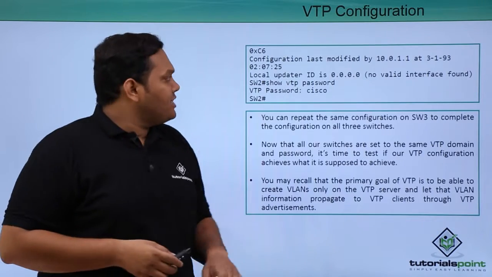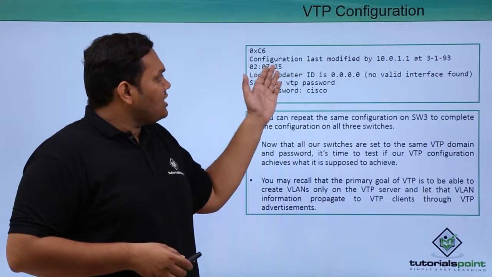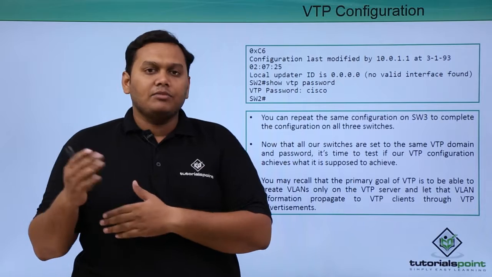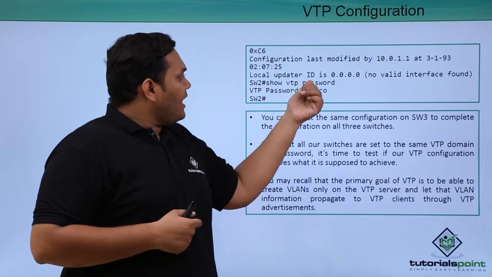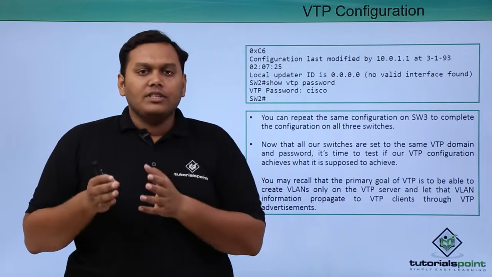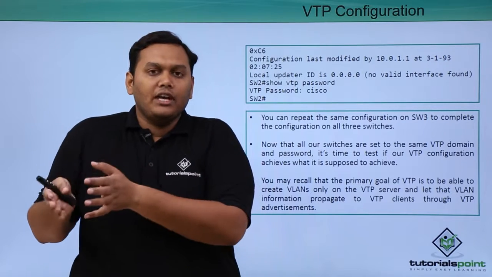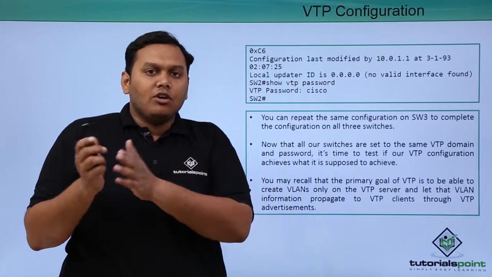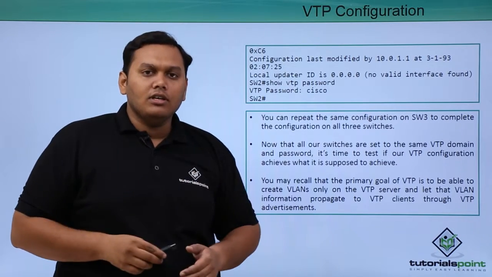In the same way, if you check the configuration last modified date and the version of the configuration, it also gives the updater ID very clearly here. In the same way we have to configure switch 3 also, so that we get the details of all the VTPs configured and also the VLANs configured on the switch.